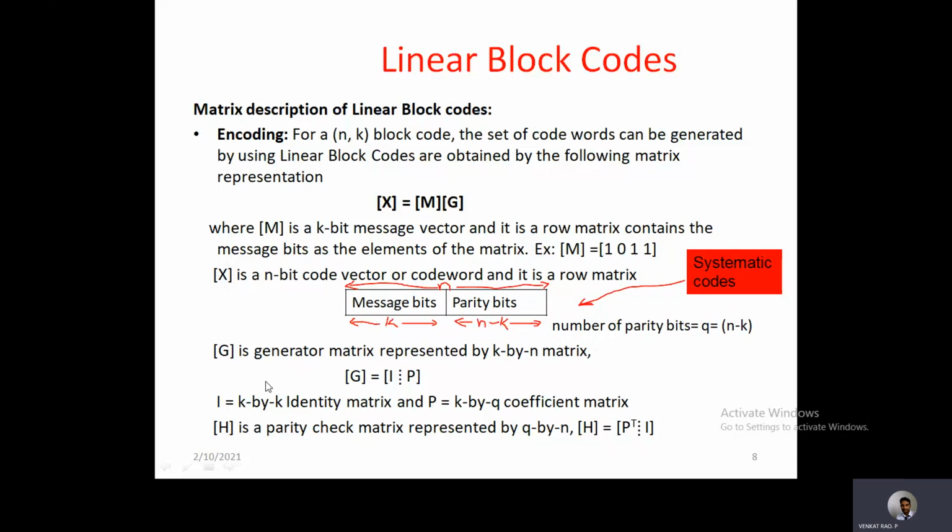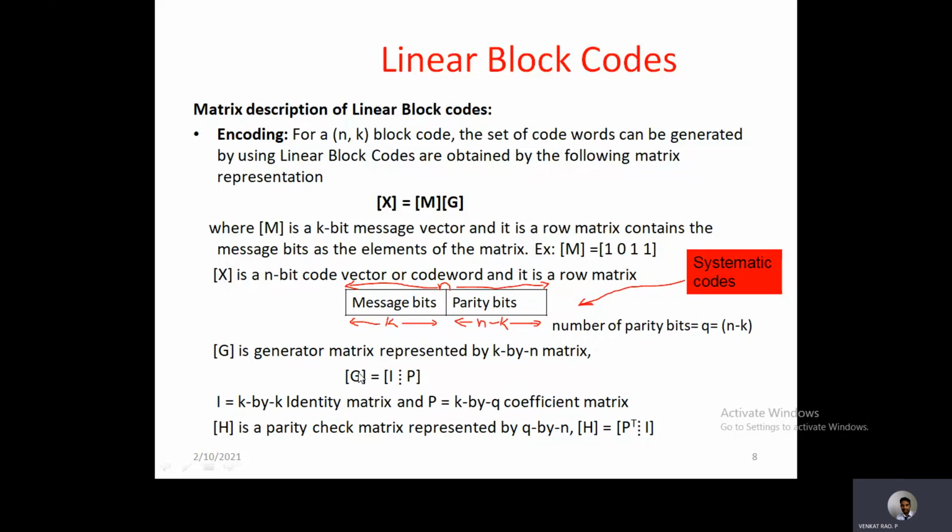And one thing you need to know is the format of representing the generator matrix G. It is a concatenation of two submatrices, that is I and P, where I is the identity matrix and P is the coefficient matrix. Don't worry about the sizes. Anyway, you will understand them automatically while we discuss examples.